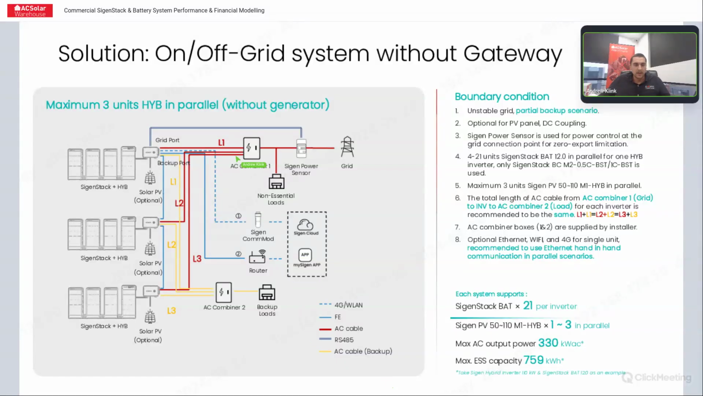As I said here, you've got all of the inverters connected to this AC combiner for the non-essential loads. Then out of the backup port from the inverters, there's a backed up distribution board here, so that if you have a power outage, the inverters can flick over to the backed up distribution board and power those essential loads.